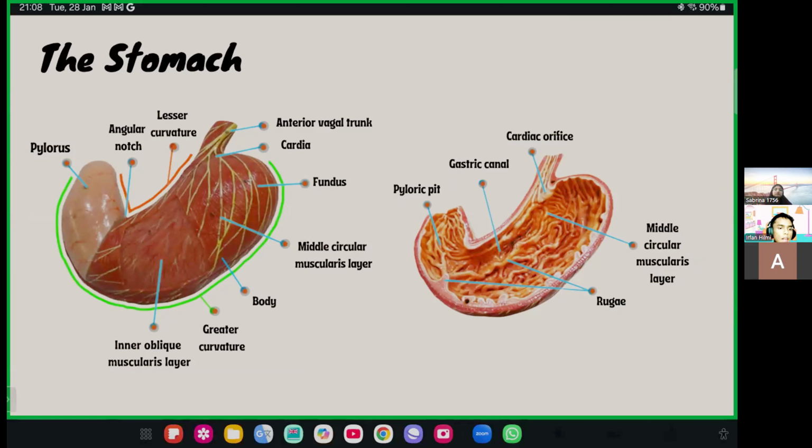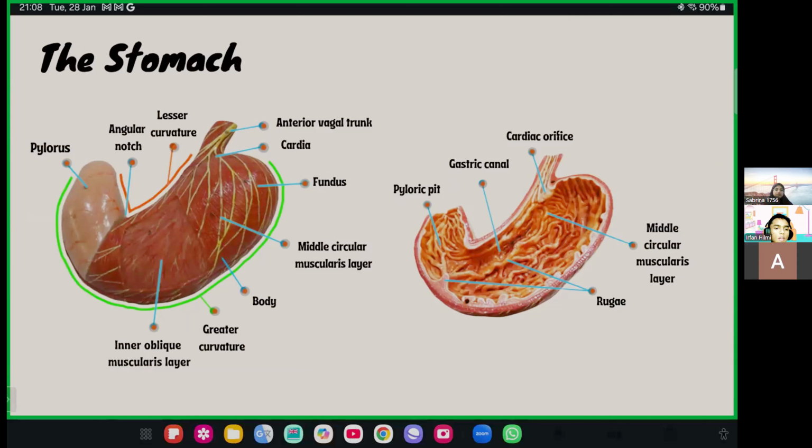Then we have the lesser curvature and the greater curvature, which are the stomach's inner and outer borders, providing the attachment points for omenta that stabilize and protect the stomach. Inside, we also have rugae, which are the folds that allow it to expand when filled with fluids. Lastly, we have the cardiac orifice and pyloric pit. The pyloric pit serves as the gateway for food entering and leaving the stomach.